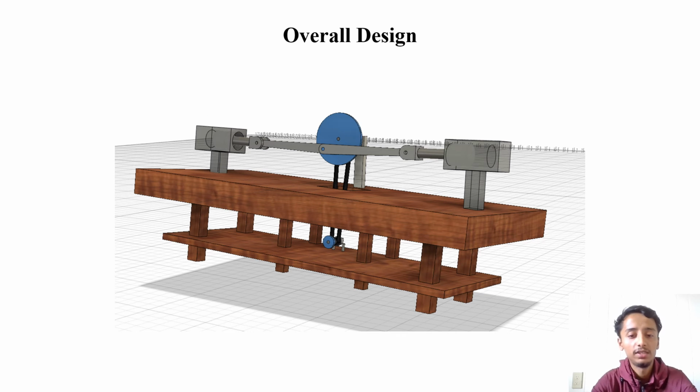This is our overall design of the project. We have a motor in the base, which is connected to the larger wheel through a belt, and then to the connecting rod that passes the motion to the piston. And finally, we can have our applications like pumping, cutting, or some operations that can be done through the cylinder.